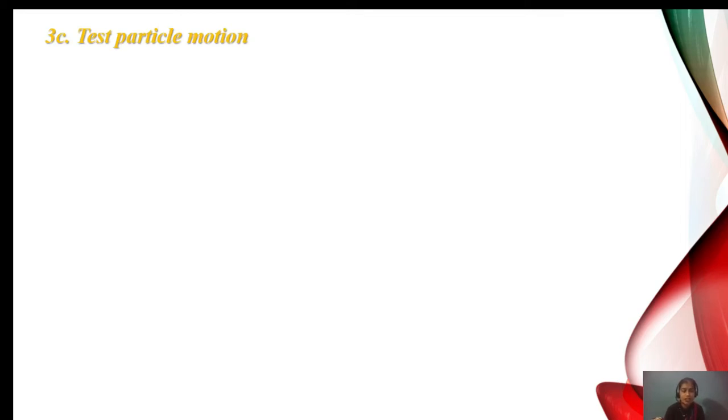In a previous lecture, we considered the 2D form, which gave all the detailed information. The next topic to be considered is test particle motion. Let us start it.